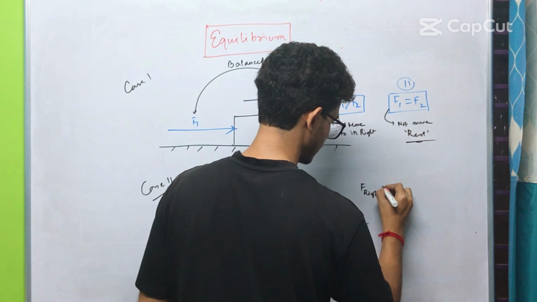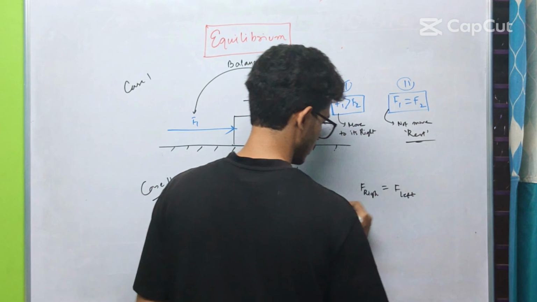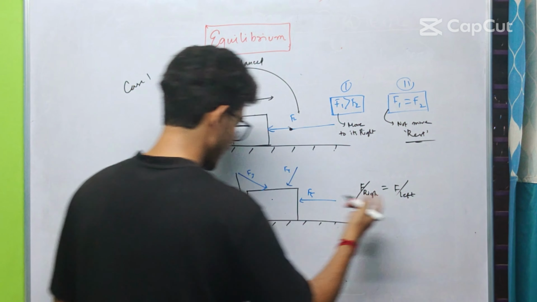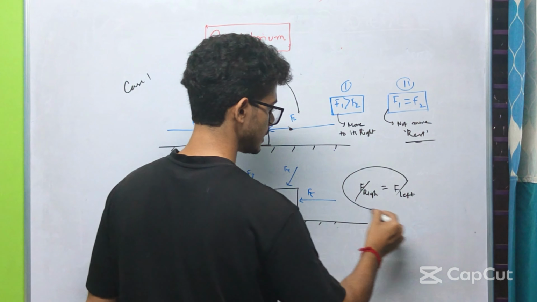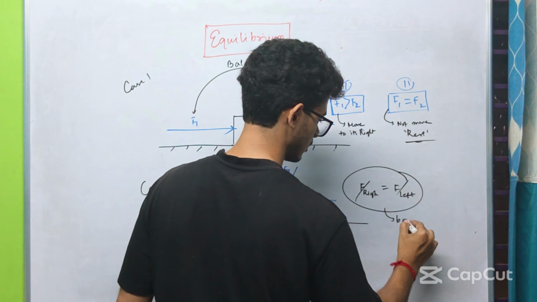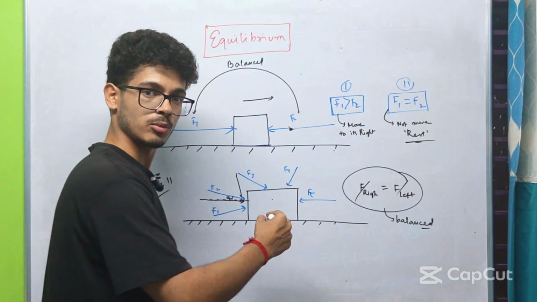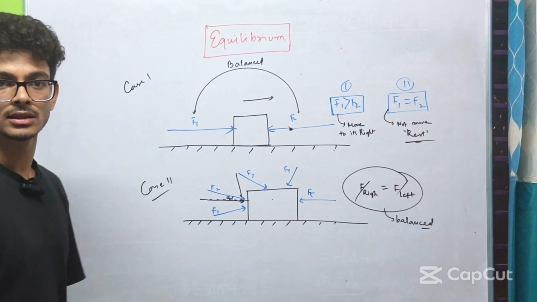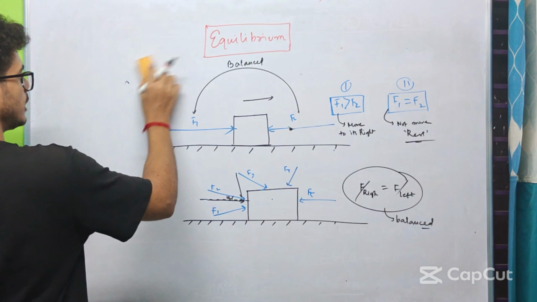Forces from right is equal to forces from left. Both get cancelled and the resultant force acting on the body becomes zero. This means that the forces get balanced. No effect of force on the body at rest. As simple as that. And this is the concept of equilibrium.